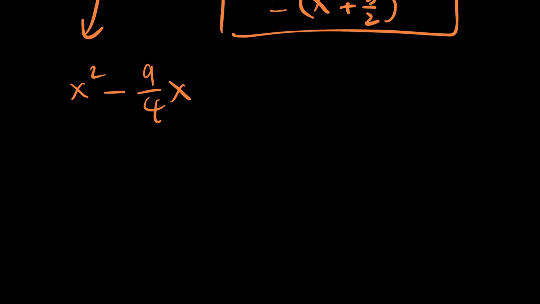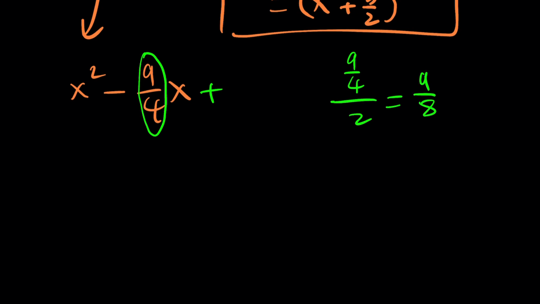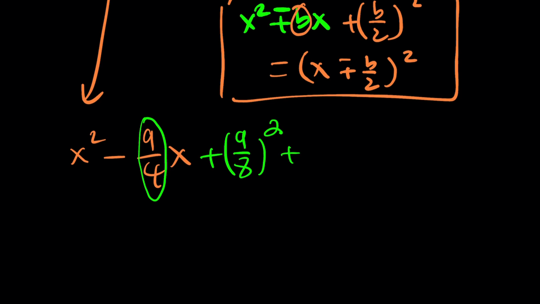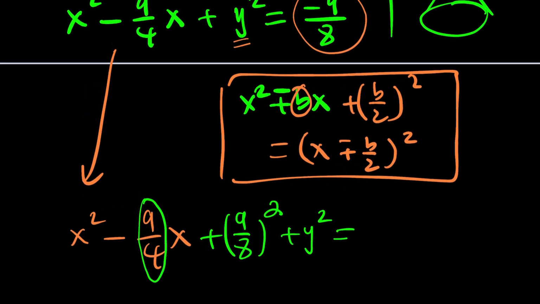And now, here's what we have. We need to find out what to add to make it a perfect square. And how do you find it? Find half of this number, so 9/4 divided by 2. Hopefully you know this. This is 9/8, and then you have to square it. So that's the number you need to add, but guess what? You need to add it on both sides. And do not forget the y squared, because we still have it. And then on the right-hand side, we have negative 9/8, but to it, you have to add 9/8 squared.